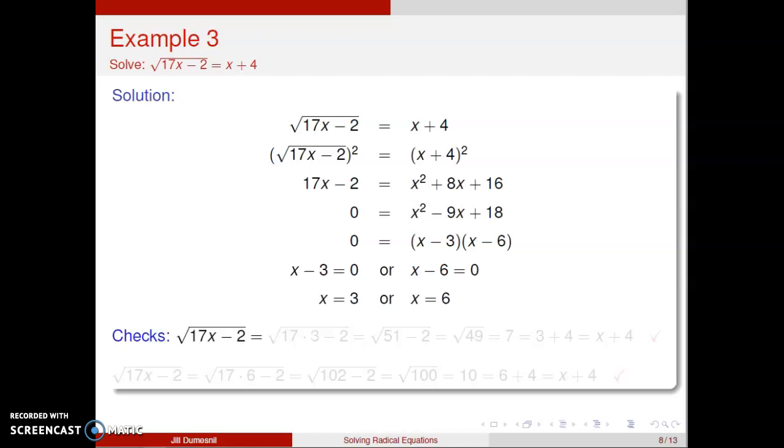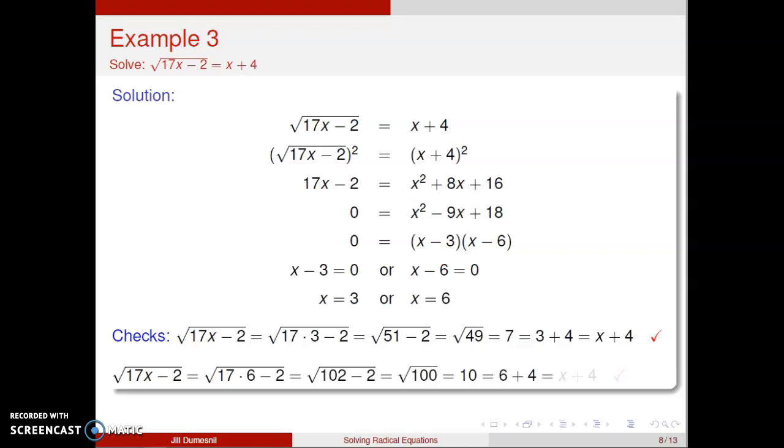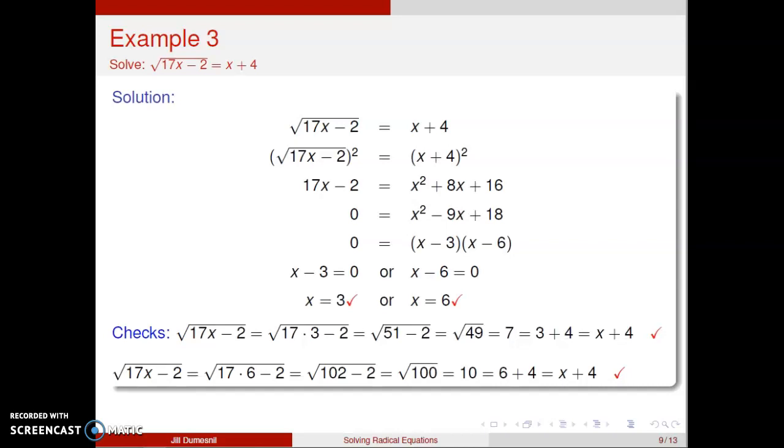We have to check both of these values in the original equation. First, we verify that x equals 3 checks. Then we verify that x equals 6 checks. Therefore, the solution is x equals 3 or x equals 6.